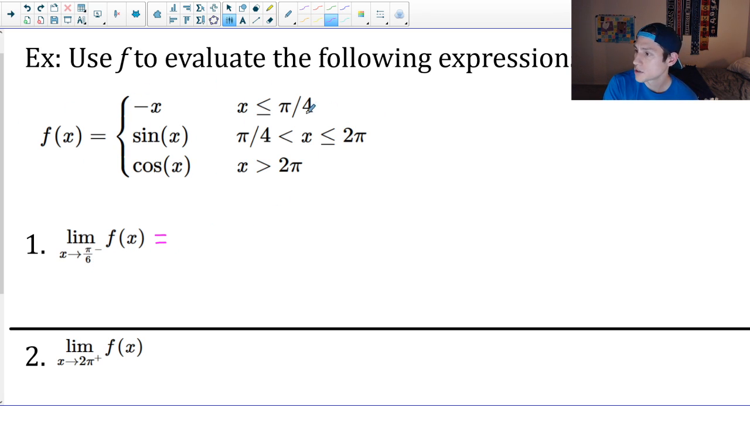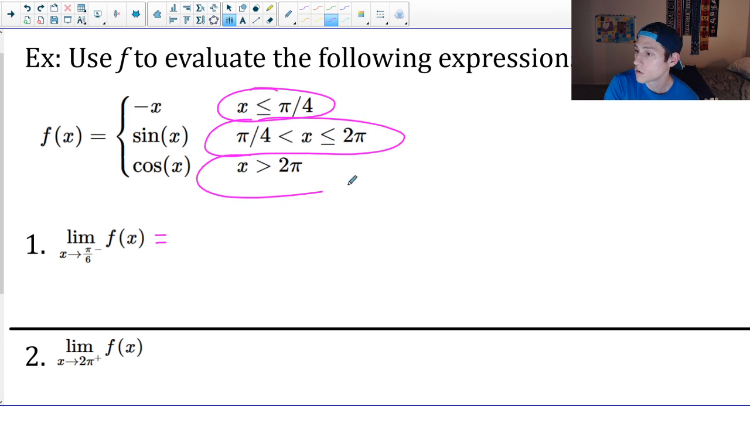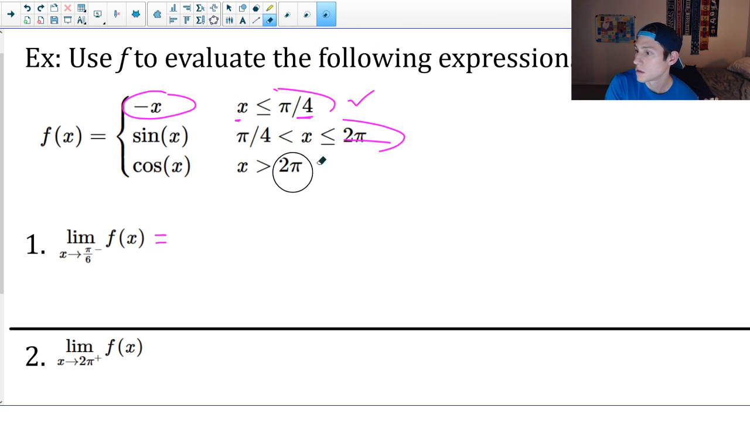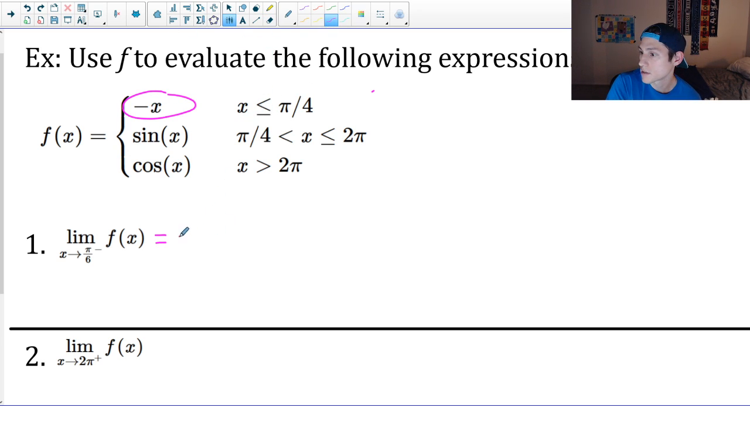So I first need to make a choice. Which equation do I use? Well, which interval does pi over 6 fit into? Does it fit into here? Does it fit into here? Or does it fit into here? Well, pi over 6 is not greater than 2 pi. Pi over 6 is not between pi over 4 and 2 pi. But pi over 6 is less than or equal to pi over 4. So we're going to choose this first equation. And luckily, that first equation is quite simple. It just says negative x. So we're just going to do negative pi over 6. The end.